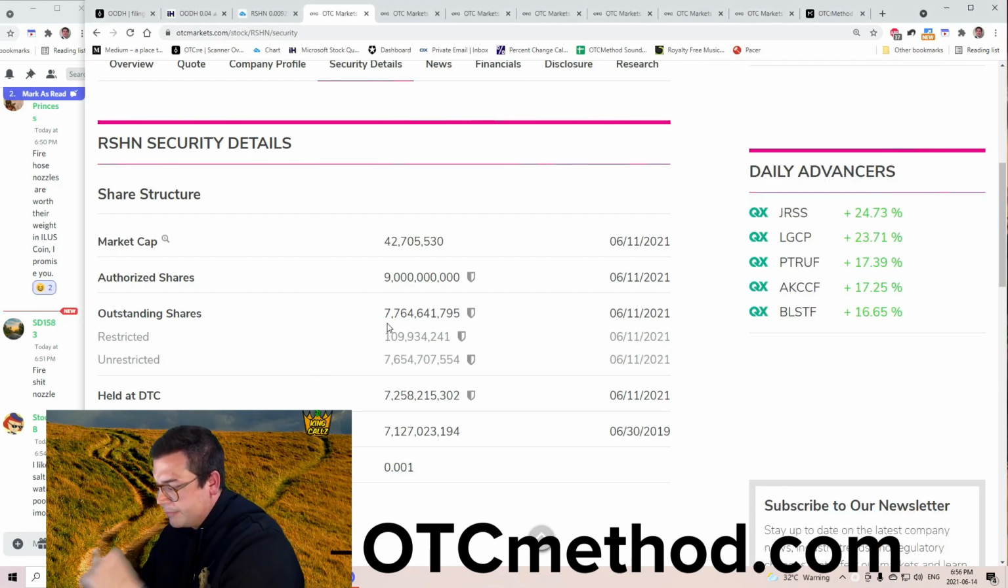Because the problem is, if this was 7.64 billion OS and this unrestricted was 54 million, let's just say 54 million, and they wanted to reduce that OS to 80, they could, because the P has not entered the pool. But this P is in the pool.